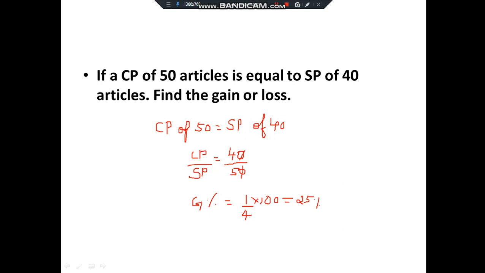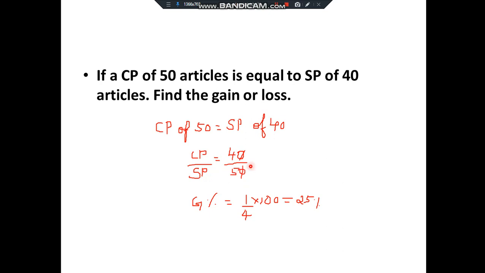So with the next question, we'll see. If the cost price of 50 articles is equal to the SP of 40 articles, find the gain or loss percentage. So we know it is profit percentage because by selling 40 articles, he got the money that he spent. Okay. So CP of 50 is equal to SP of 40. So CP by SP is nothing but 40 by 50, zeros cancel. So 4 by 5, which means cost price is equal to 4 and selling price is equal to 5.